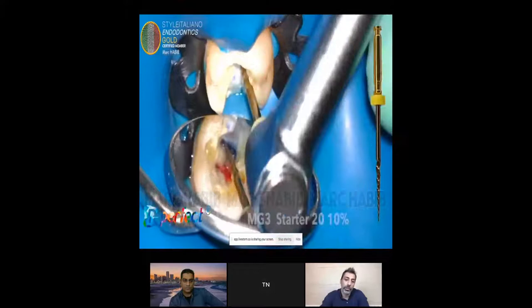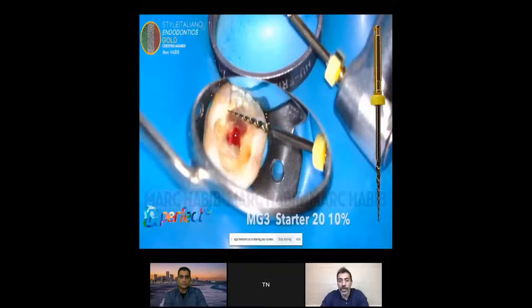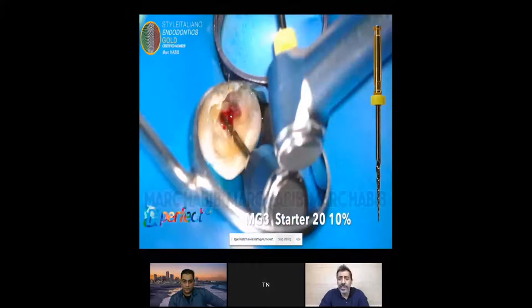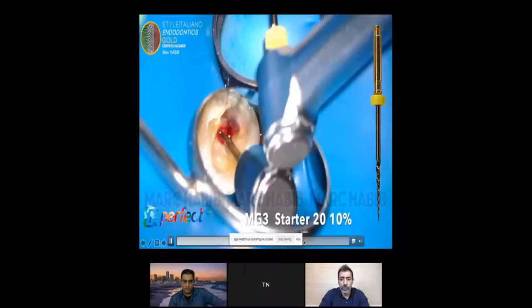Here the indication is to do the shaping, the obturation, and of course to do a full coverage for the distal. So here I'm using the starter. I'm going to speed it up a little bit because it is a little bit long. So I'm going to use the starter.